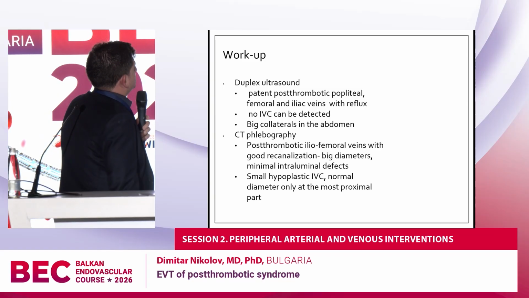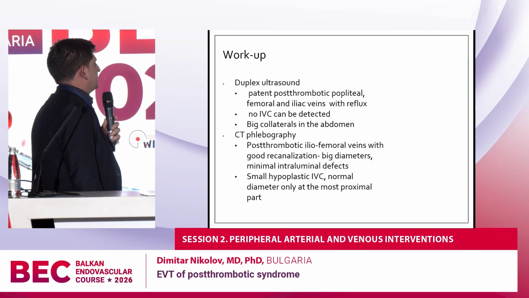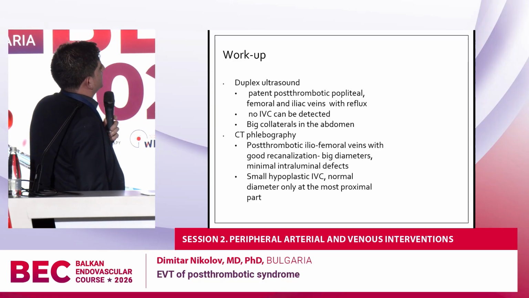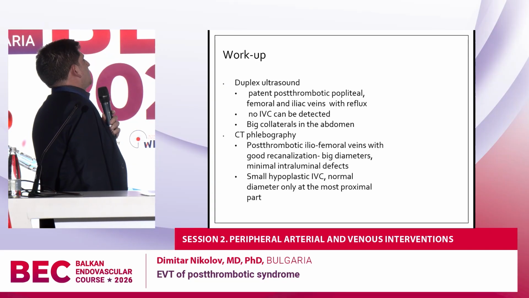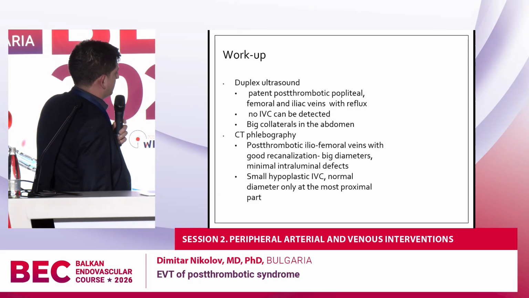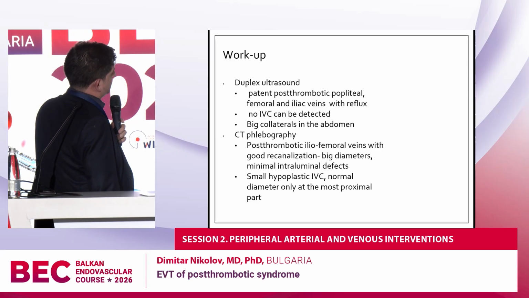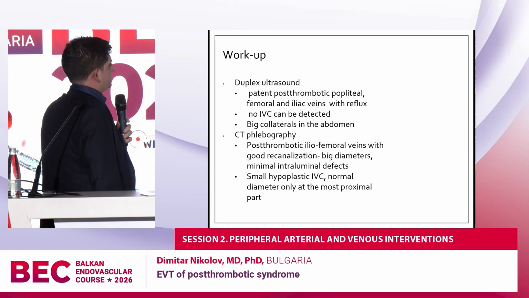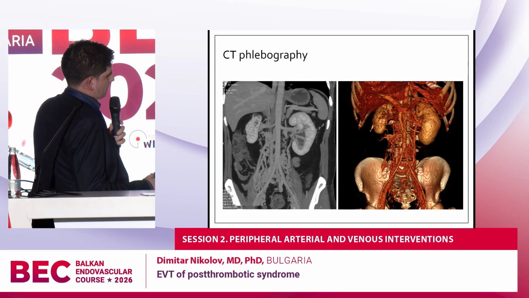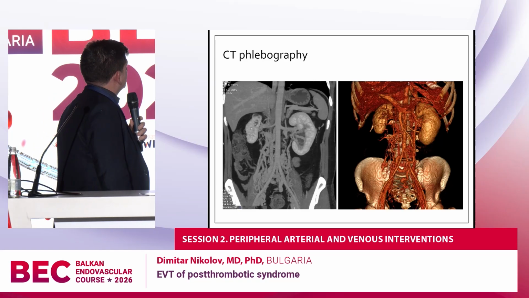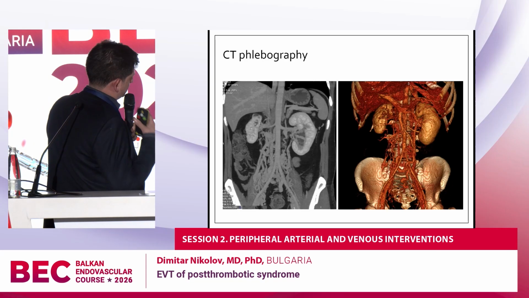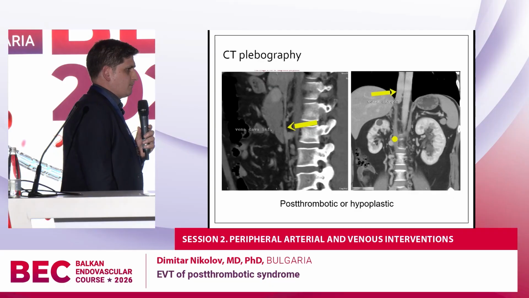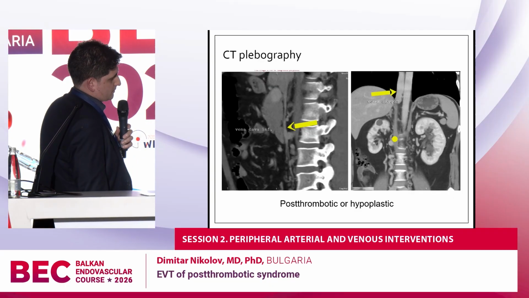The duplex ultrasound showed postthrombotic popliteal, femoral, and iliac veins with reflux. No IVC can be detected, with really big collaterals in the abdomen. The CT phlebography showed postthrombotic iliofemoral veins with good recanalization, big diameters with minimal intraluminal defects, and a small hypoplastic IVC, with normal diameter only at the most proximal part. This is a 3D reconstruction of the CT phlebography. You can see how many collaterals it has. And this is the vena cava, which is either postthrombotic or hypoplastic. And you can see the vena azygos, which is really big.